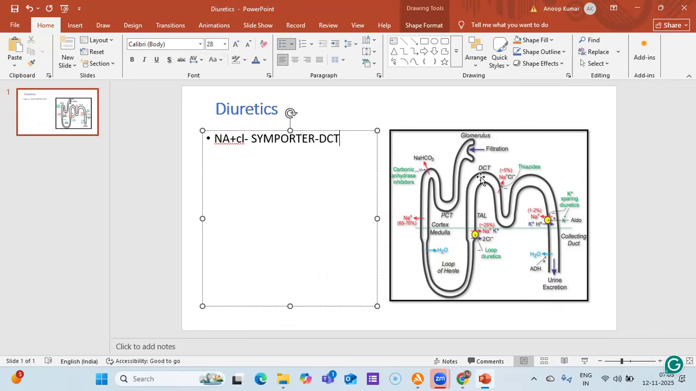thiazide diuretics, right? And thiazide diuretics are the best one, the first choice for hypertension. And there are diuretics which act here. These we call potassium sparing diuretics, right? These are the diuretics which act on the last part of the distal convoluted tubules or on the collecting ducts. And there is a hormone, aldosterone, also there. There is a sodium and hydrogen antiport system, right? So these are your potassium sparing diuretics, right?